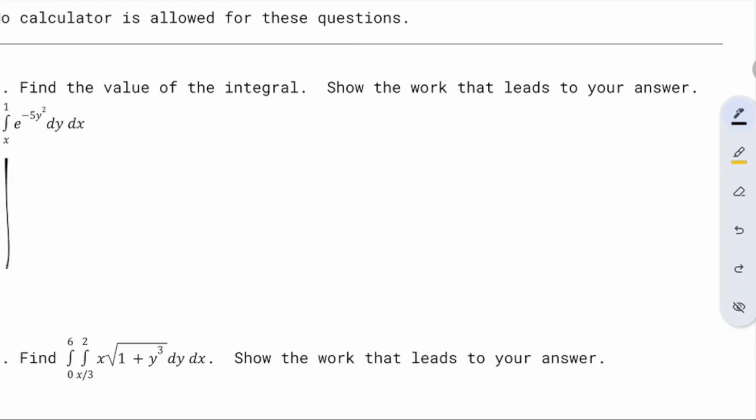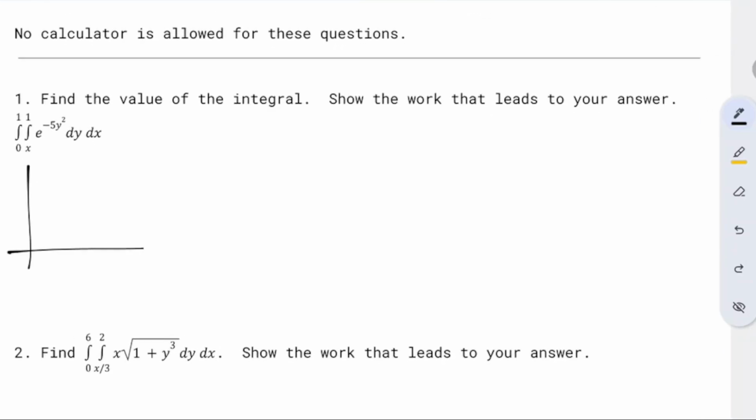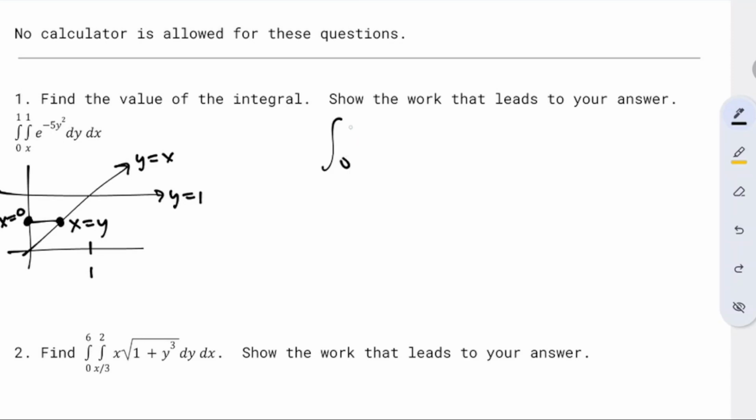Yeah, I can't think of an antiderivative for e to the negative 5y squared with respect to y. Wait, okay, that's a little better. But y equals x up to y equals 1. Okay, x going from 0 to 1, that makes a lot of sense. That's my region. Okay, if I want to switch the order, I need to do x then y. So this is x equals 0 here up to x equals y. And then y is going to be going from 0 to 1. And same integrand, negative 5y squared, except the order is reversed.